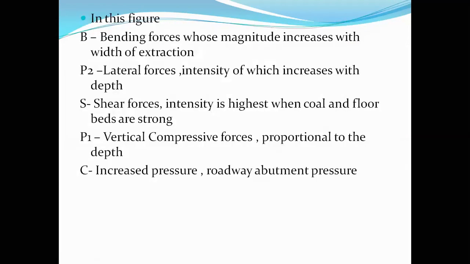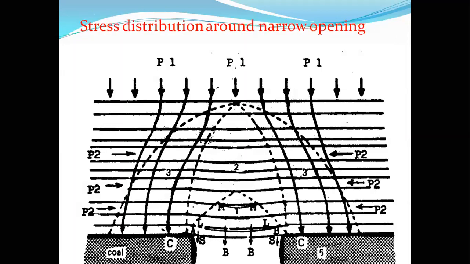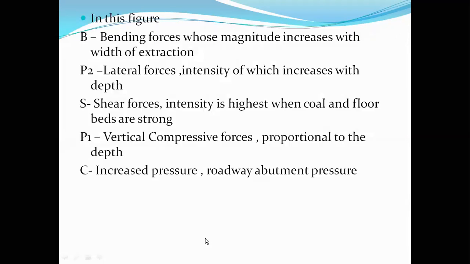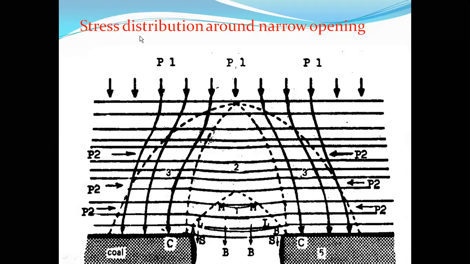Okay, right. From this diagram, we already discussed this. If you look at the previous diagram, B means this one, right? These layers which are immediately above the opening are subjected to what kind of force? Bending forces. B is nothing but the bending forces whose magnitude increases with the width of extraction. Obviously, as the width of extraction increases, the roof span width gets increased. Roof span is nothing but this portion, the exposed roof span. The width increases, the span increases, which is subjected to more and more bending forces.